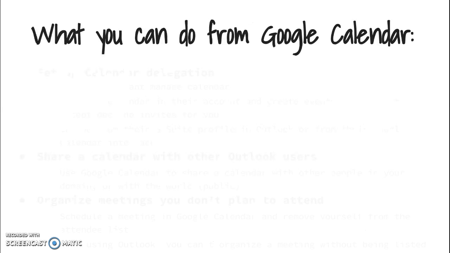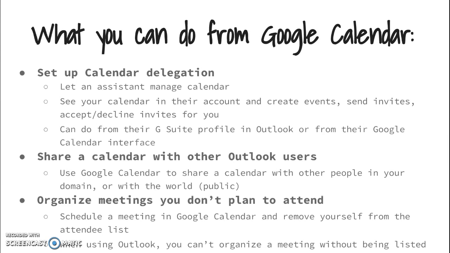More things that we can do from a Google Calendar. We can set up calendar delegation. This lets an assistant manage our calendar for us. They can see the calendar in their account and create events, send invites, accept or decline invites for you. Our assistant can also do this from their G Suite profile in Outlook or from their Google Calendar interface.